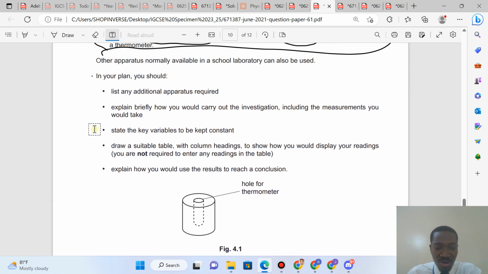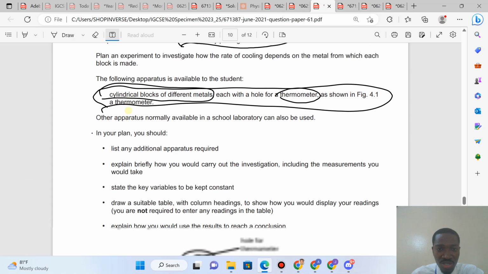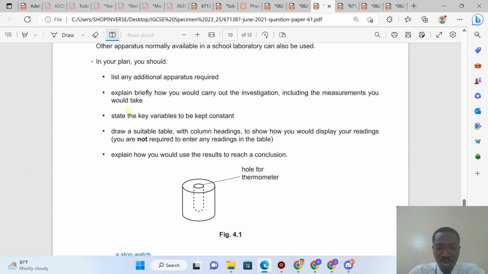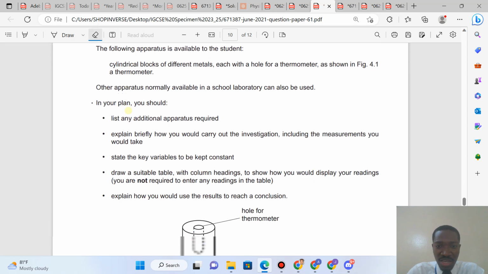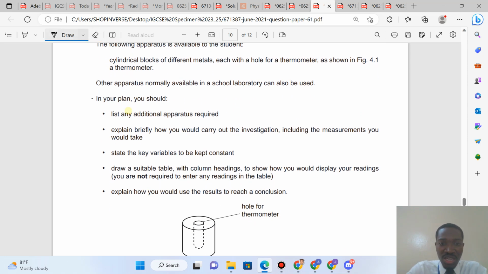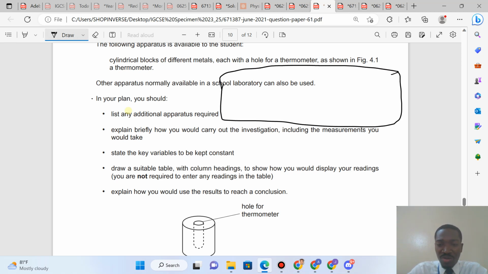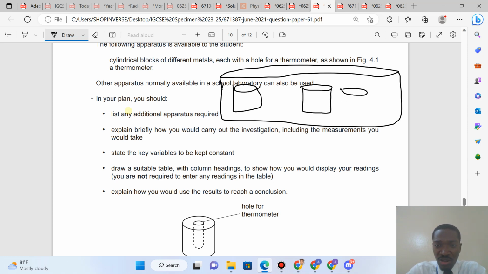Then you go straight to the second question that says, explain briefly how you would carry out the investigation, including the measurements you take. What are the measurements you take? Let's visualize the situation like this. There was a big bowl, or you use a big bath of water. Now you heat four cylindrical objects. There are four cylindrical objects that must be heated in this big bowl.